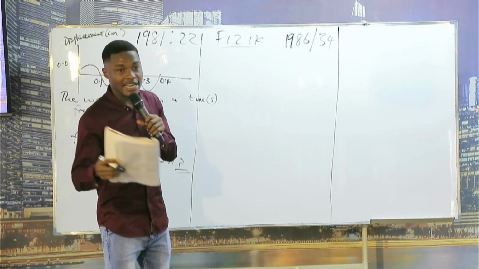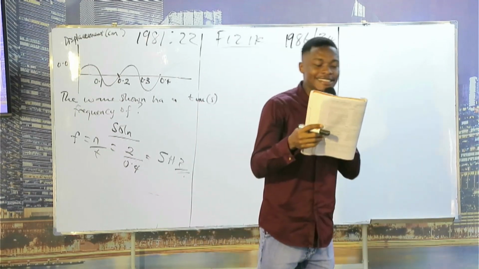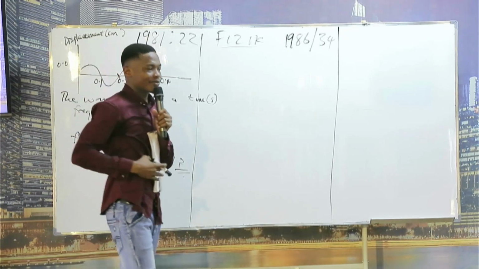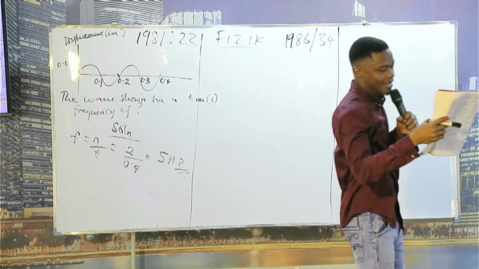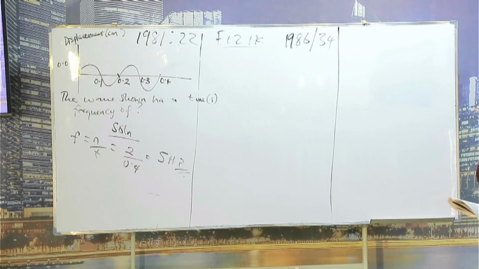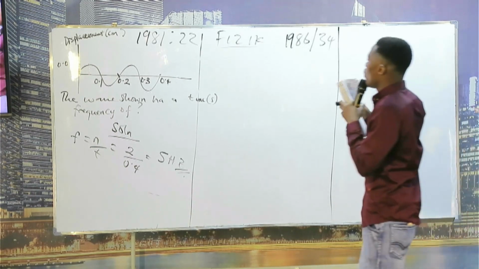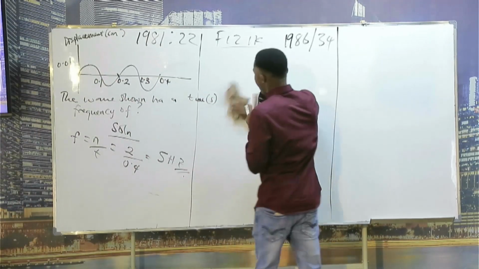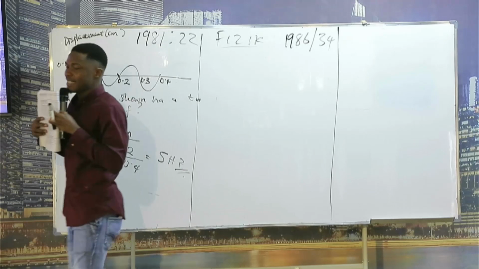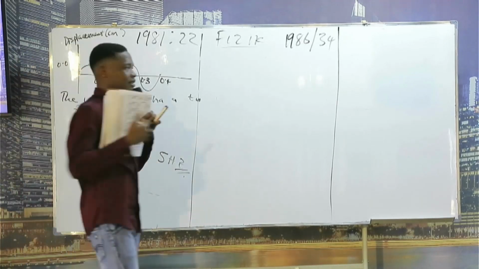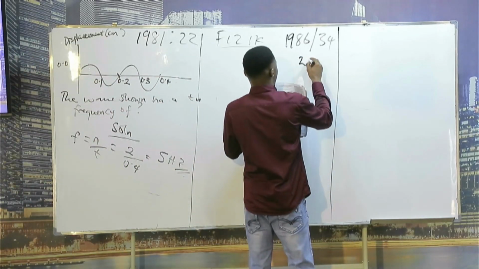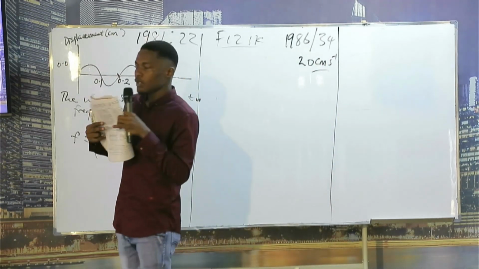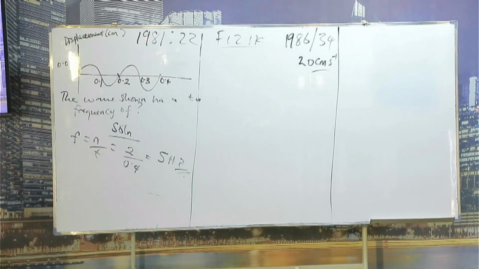A wave of frequency 10 hertz forms a stationary wave pattern in a medium where the velocity is 20 cm s power minus 1, 20 centimeters per second. Full stop.